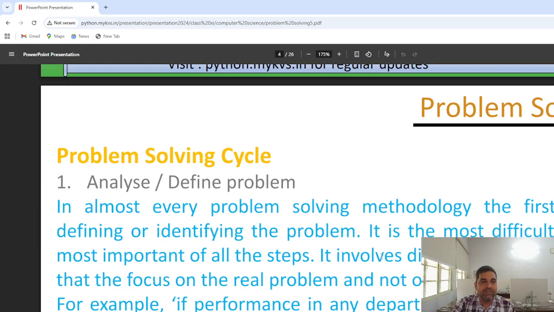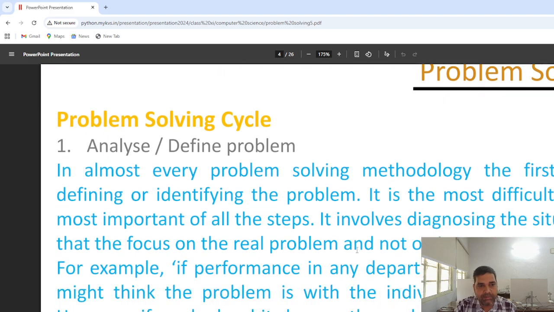So what is the problem solving cycle? The first step of the problem solving cycle, students, is to analyze or define the problem. In every problem solving methodology, the first step is defining or identifying the problem. Students, it is the most difficult and the most important of all the steps. It involves diagnosing the situation so that we focus on the real problem and not on its symptoms. So here we diagnose the situation and focus on why this problem occurs.